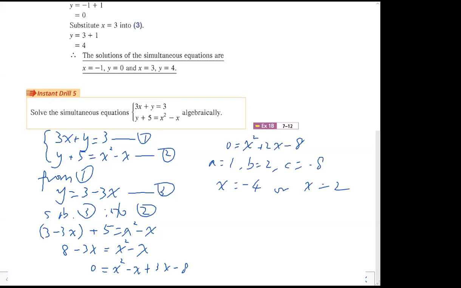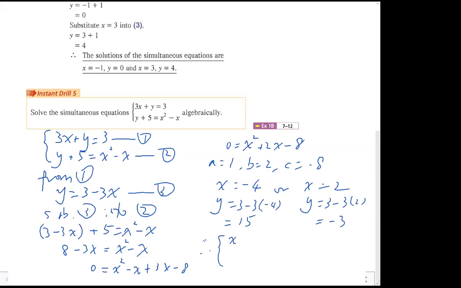And we substitute x equals -4 into our equation 3 to calculate the value of y. So when x is -4, y is 3 minus 3 times -4. So that should be equal to 15. And then when x is equal to 2, y is equal to 3 minus 3 times 2, which is equal to -3.